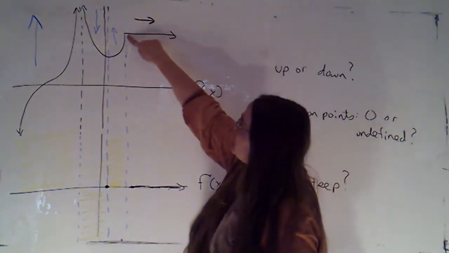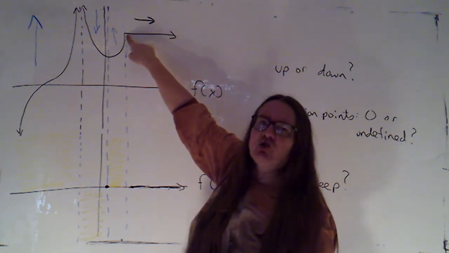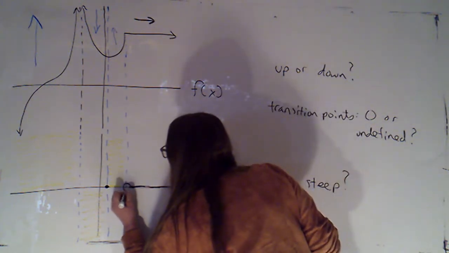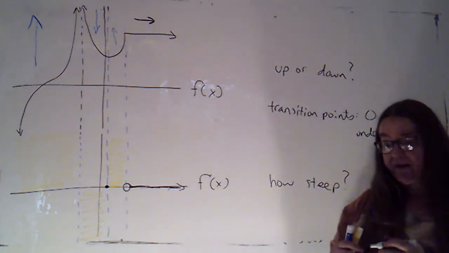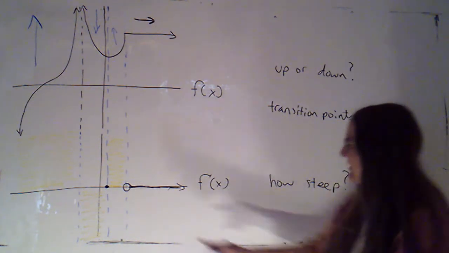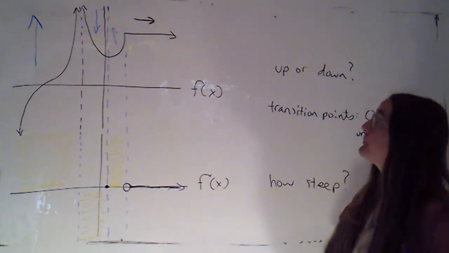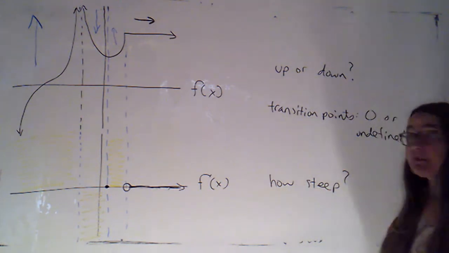But our next transition point was right here. That's a sharp corner, so that's going to mean that we've got a jump. There's a sudden change. And so I'll go ahead and fill in an open circle here. So to the right of that line, my derivative is constantly 0, but it's not 0 at that point. It's undefined there. Okay. All right, and then I want to ask about steepness.